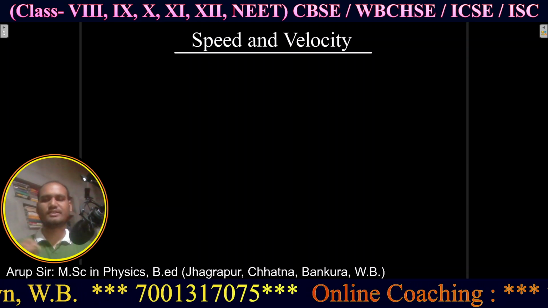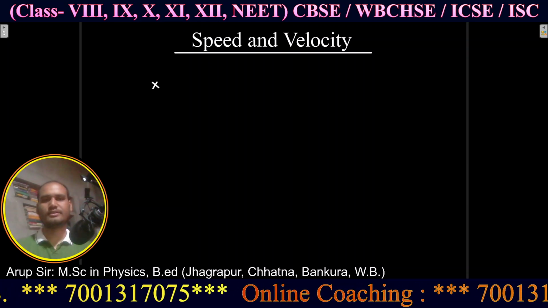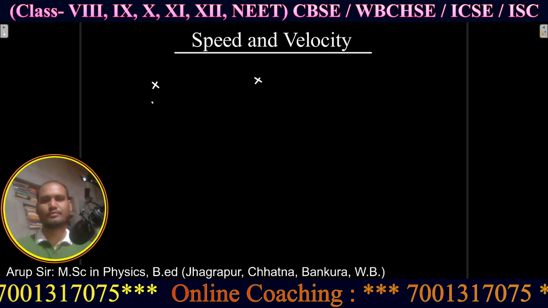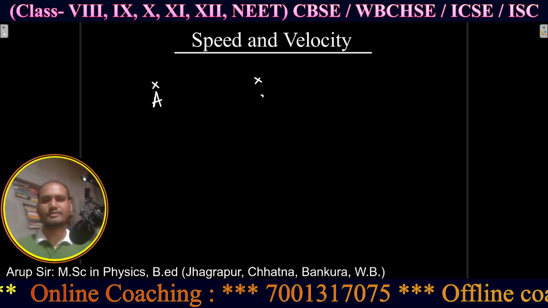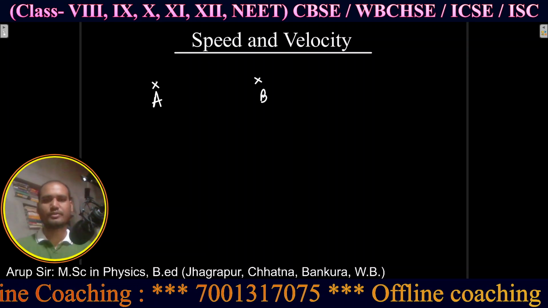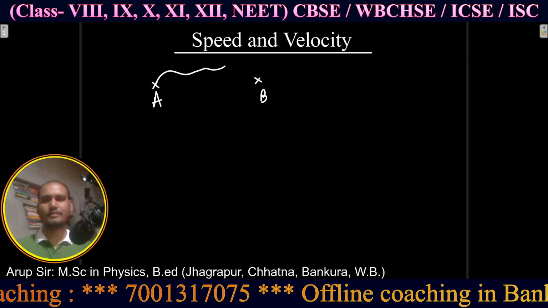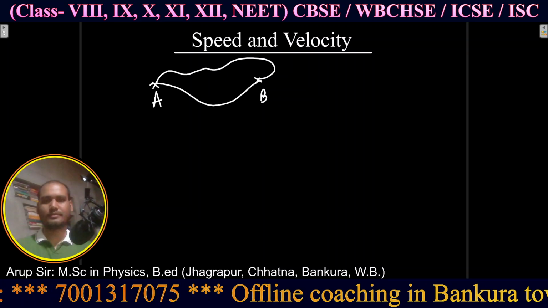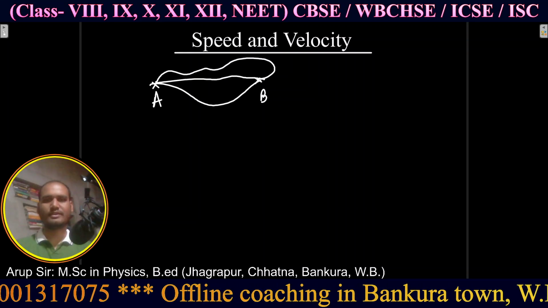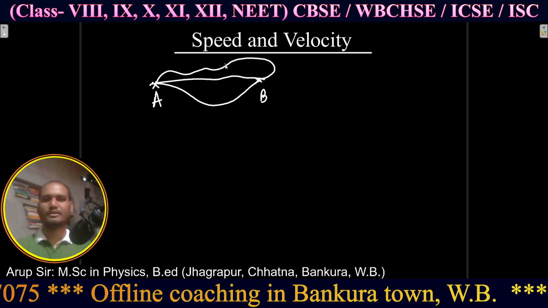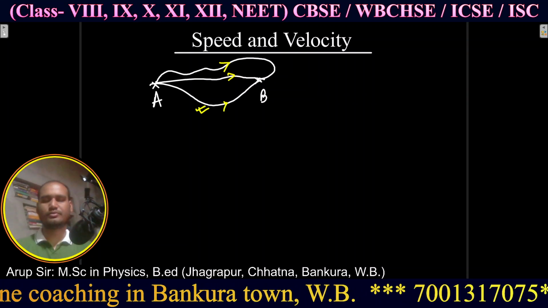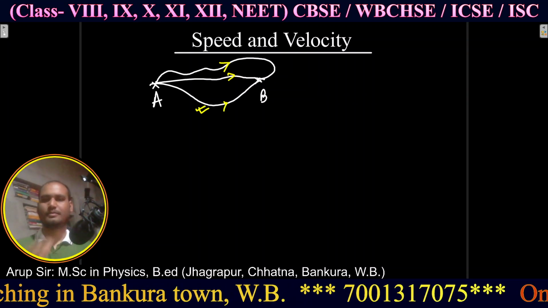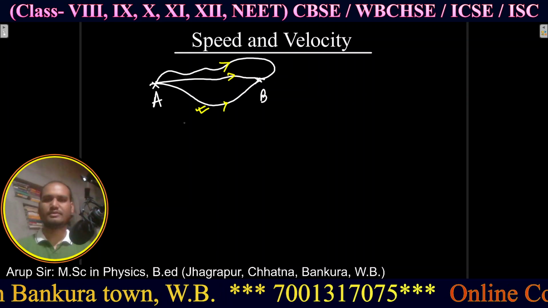Distance is what? Distance means path length. Let us consider this one is a point, and this is another point B. So from A to B we can travel by any path, by this path, by this path, by any path we can travel. The path length of whichever path you are moving through is known as distance.